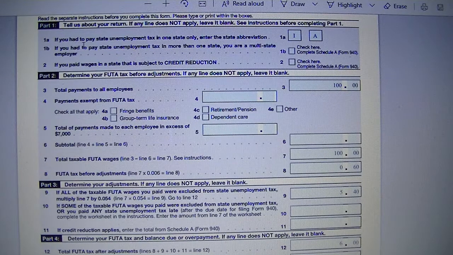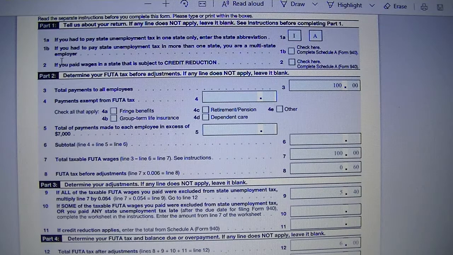If you had to pay state unemployment tax in one state, only enter the state abbreviation. So line 1A, you enter your state where your business is located. Line 1B, if you had to pay state unemployment tax in more than one state, you are a multi-state employer, so you check 1B and you complete Schedule A Form 940.